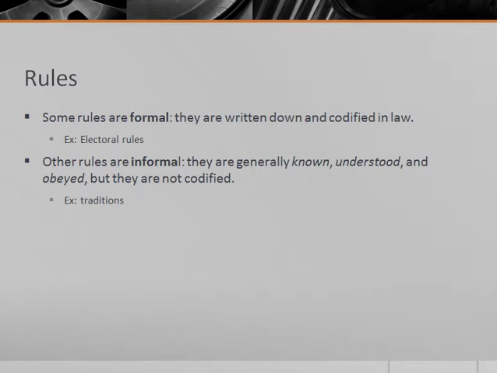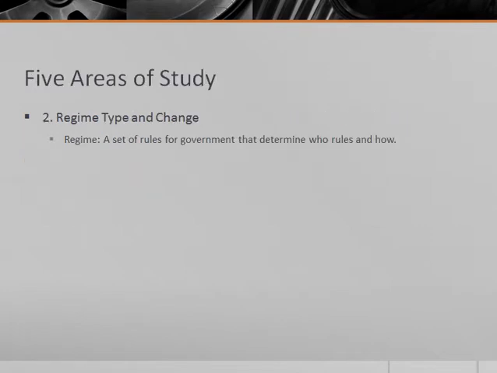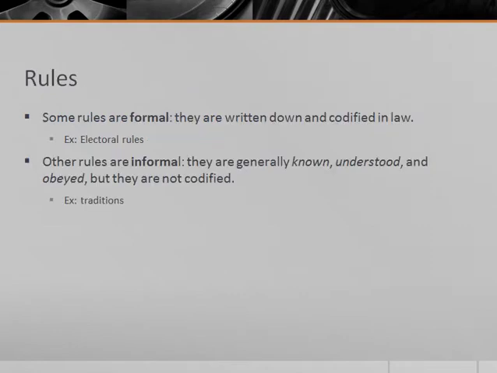Worth noting, in the study of regimes, we said regimes were sets of rules for government that determine who rules and how. Now, some rules are formal, and by formal, I simply mean they're written down and codified into law. You can go look them up. So, electoral rules in the United States, if you want to know what it takes to get elected, what it takes to get on the ballot, all of those rules are codified in state law and state constitutions, and we can go look them up.